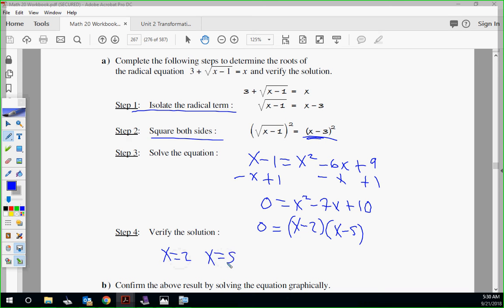So we need to verify the solutions to make sure they work. We'll plug 2 in first, on the left side here. I'll change color so we can see we're verifying. We get 3 plus the square root of 2 minus 1 equals 2. This is why we have to check. 2 minus 1 is 1. The square root of 1 is 1, plus 3 is 4. 4 does not equal 2. So this one's not a solution.